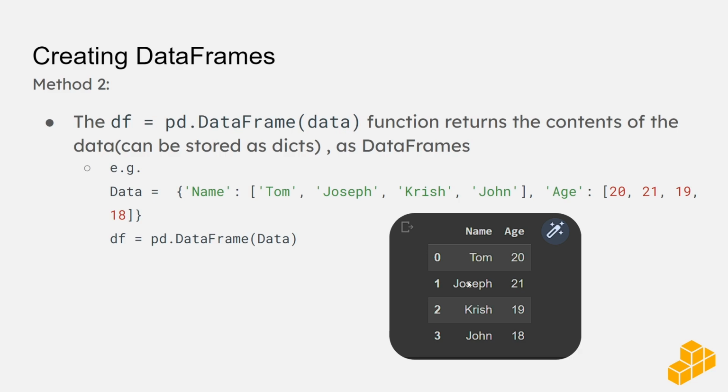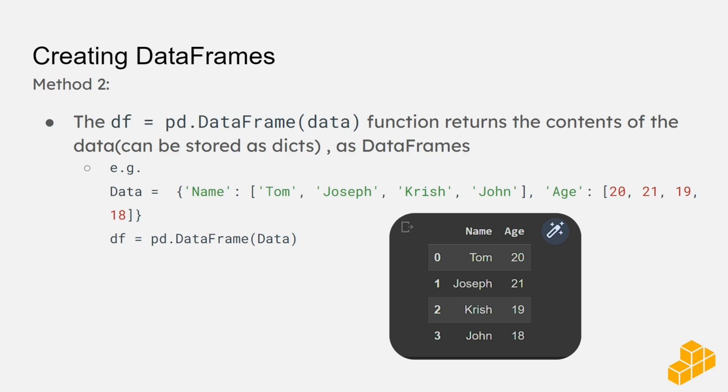This is how it will look. Under the name column, you have Tom, Joseph, Chris, and John, whichever you specify in the list here. And under age, you will have 20, 21, 19, 20, the corresponding ages here. So this is a simple way of making data frames.